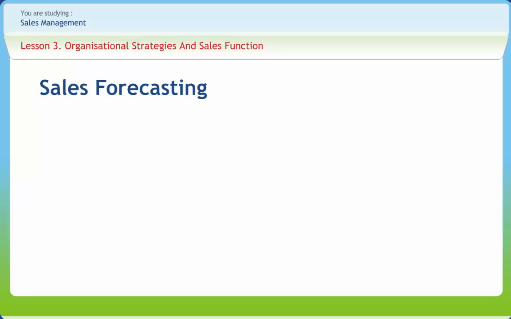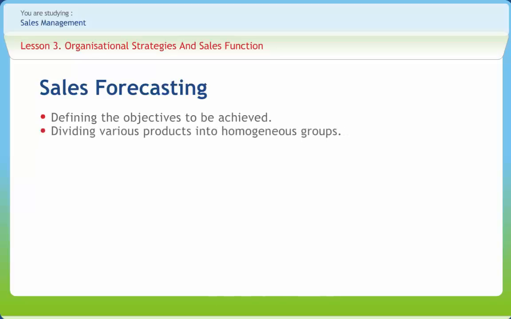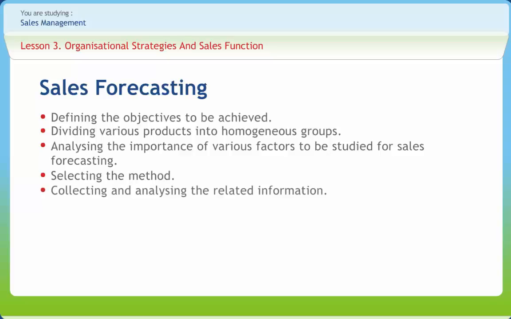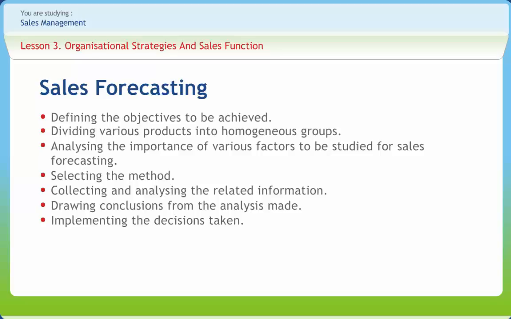The steps in sales forecasting include defining the objectives to be achieved, dividing various products into homogeneous groups, analyzing the importance of various factors to be studied for sales forecasting, selecting the method, collecting and analyzing the related information, drawing conclusions from the analysis made, implementing the decisions taken, reviewing and revising the sales forecasting from time to time.